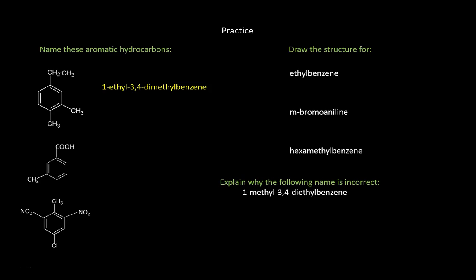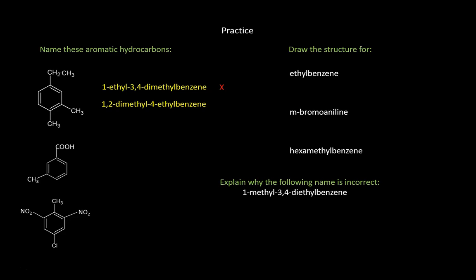Did you name this one 1-ethyl-3,4-dimethylbenzene? Unfortunately, it's wrong. Can you see why? Remember to number the ring to get the smallest sum of numbers. So starting with the bottom methyl group, you would get 1,2-dimethyl-4-ethylbenzene. The sum 7 is less than the sum 8.